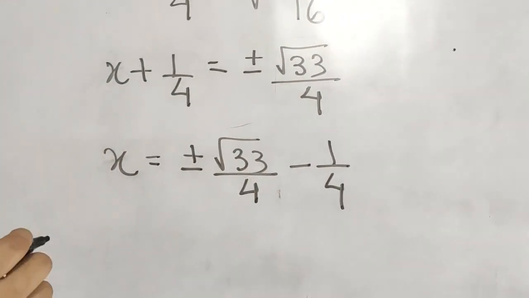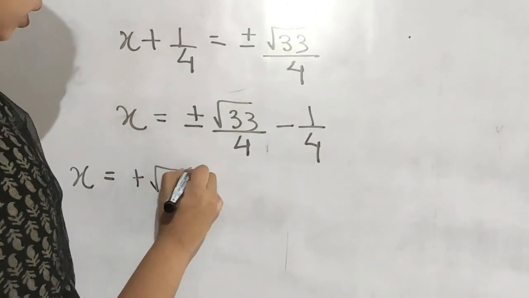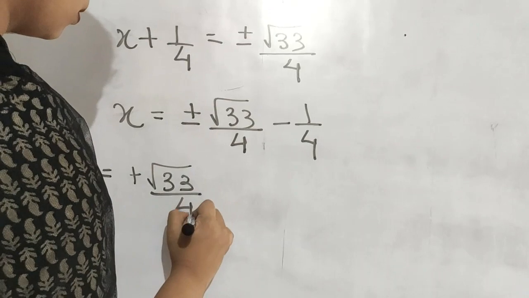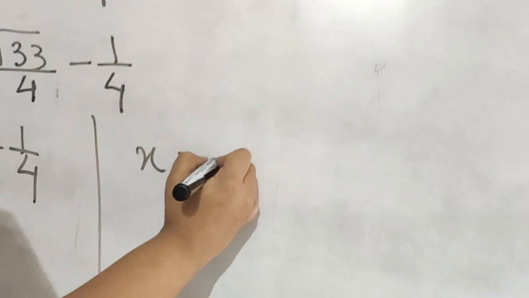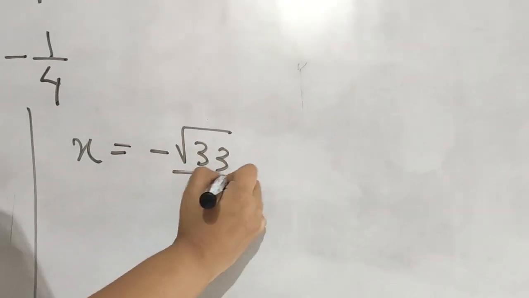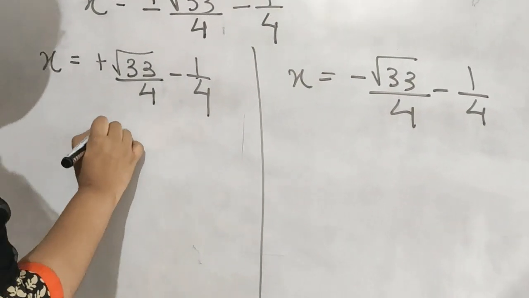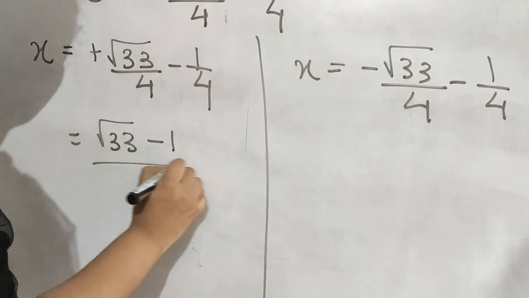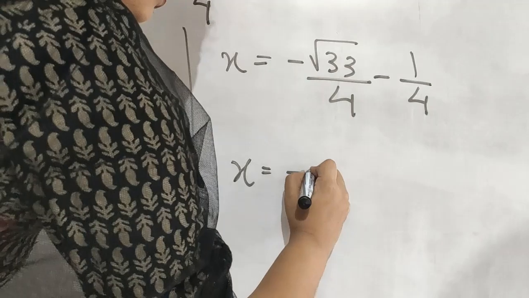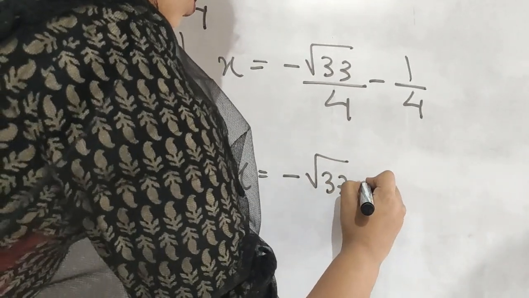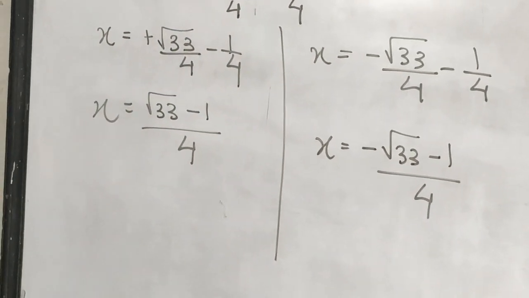So from here we get two roots of the equation. It will be either x equals plus root 33 upon 4 minus 1 by 4, or x equals minus root 33 upon 4 minus 1 by 4. Denominators are same, so this will be x equals root 33 minus 1 by 4, and this will be x equals minus root 33 minus 1 by 4. So these are the two roots of your equation.